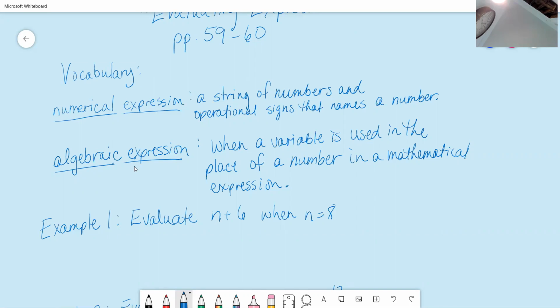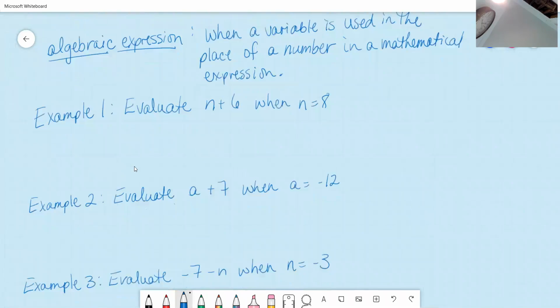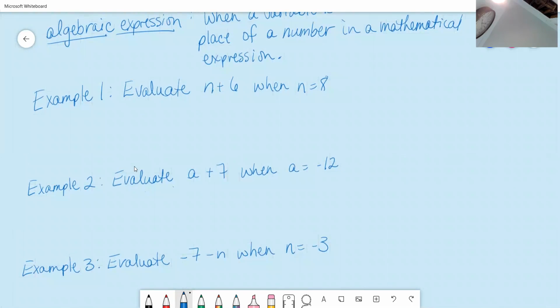But then an algebraic expression is what happens when a variable is used in the place of a number in a numerical expression or a mathematical expression, same thing. So what we're going to do is we're going to look at evaluating algebraic expressions, very small, simple algebraic expressions when they give you the value of your variable. So let's do some practice here. You see these in example 1, 2, and 3 in the middle of page 59.